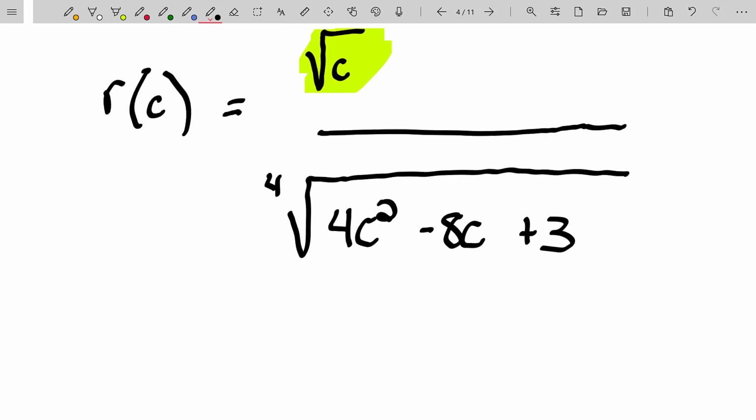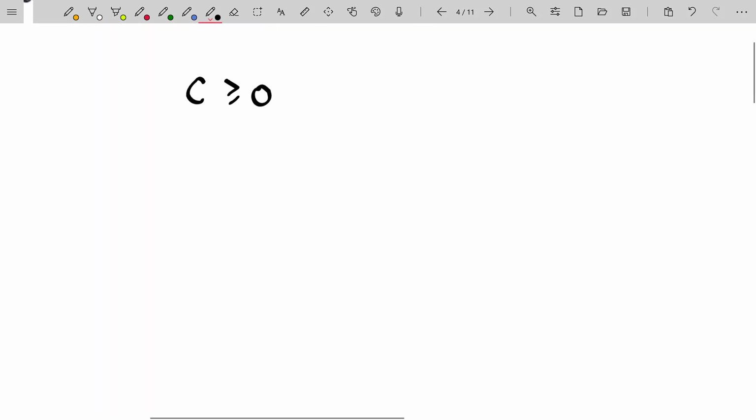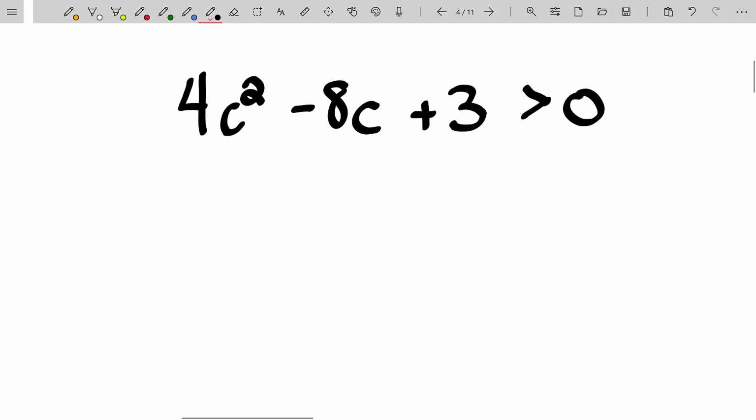Going back to the function, now I'm going to focus in on that denominator. The denominator not only cannot be 0, but the argument of the radical, which we would call the radicand, cannot be negative. So that implies that 4c squared minus 8c plus 3 can't be 0 and it must be positive. So it has to be greater than 0. Now you should have just finished a set of videos that I've put out on solving quadratic inequalities. If you have, then you know what you're going to do here is try to factor that left-hand side.